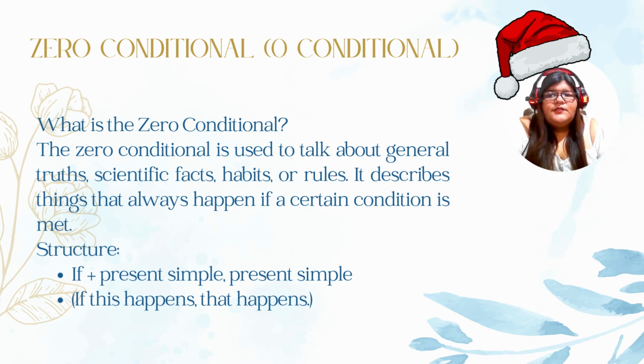So you must be wondering, what is zero conditional? And the answer is simple. The zero conditional is used to talk about general truths, scientific facts, habits, or rules. It describes things that always happen if a certain condition is met. We have the structure: if, that means the conditional, plus the present simple, and the other sentence in present simple. If this happens, that happens.